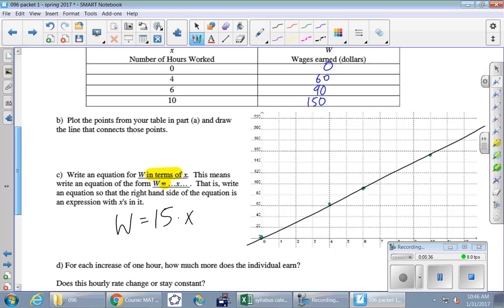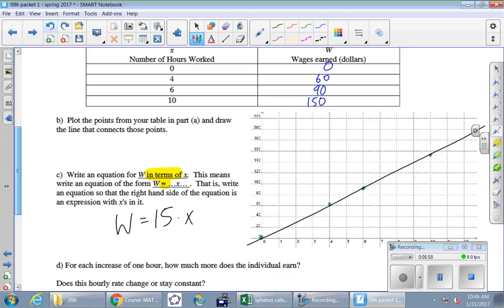Does that hourly rate change or does it stay constant? It stays constant. It's just $15 per hour no matter what, right? And in fact, there's a word from your math history that says exactly that. Let me use a different color here. Yes? Yeah, 15 times X.